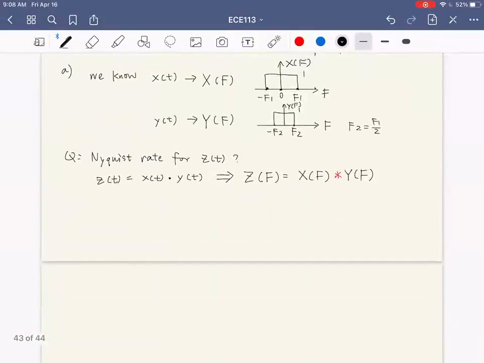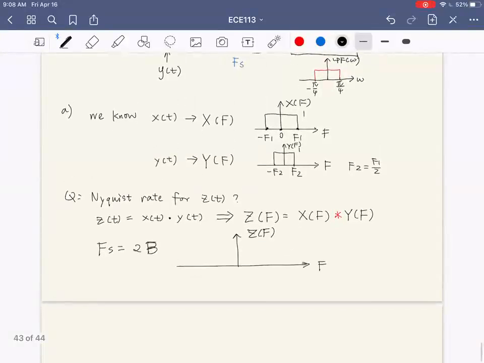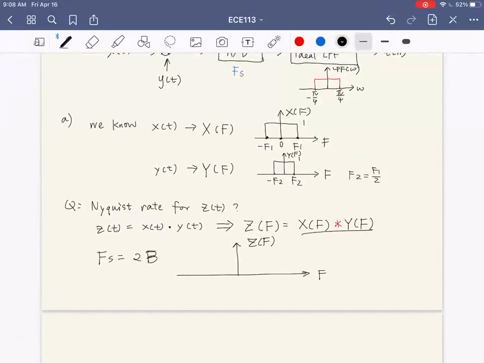All right. And to get the Nyquist rate, we know that the Nyquist rate is 2 times the band, let's say B, right? So to get intuition, we'd better draw the plot of Z(f) to get an idea what B should be. Agree? All right. So this is basically the convolution, similar to the convolution in the continuous time domain, because it is not time domain, but they are continuous.